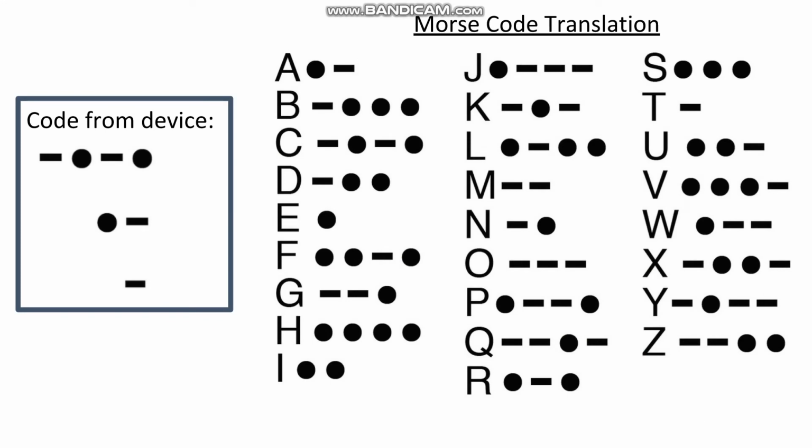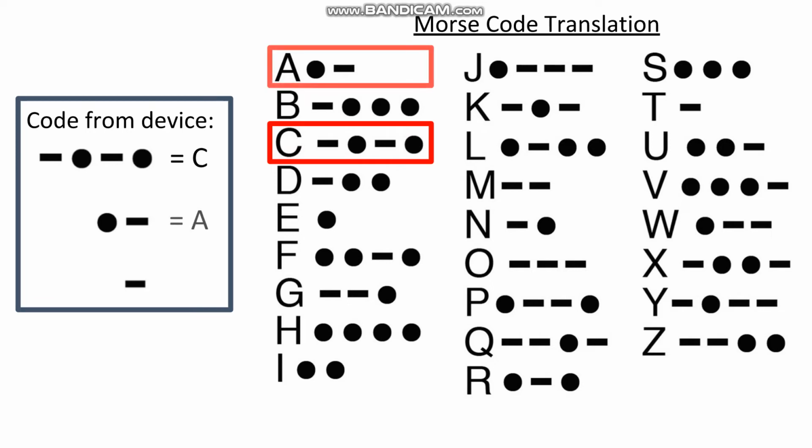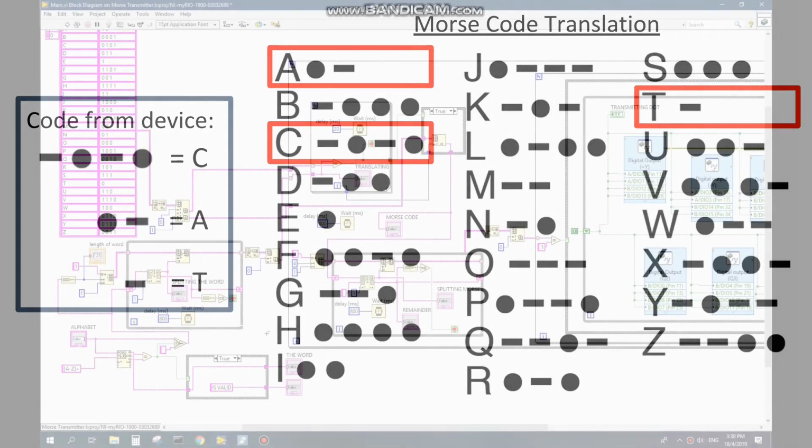Over here on the left, we have the code that was just being transmitted by our device, and on the right is the table of Morse code translations. We can see that dash dot translates to the letter C, and dot dash translates into the letter A, and just a dash translates into the letter T. Therefore, this is correct.